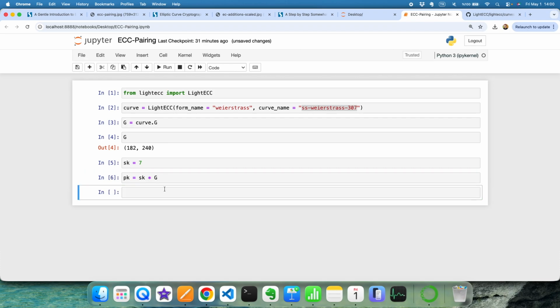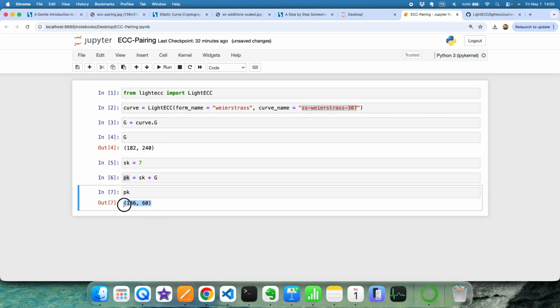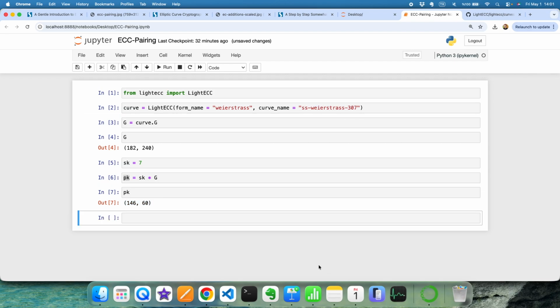And let's see what the public key is. It's another point on my supersingular Weierstrass 307 curve. I want to sign a message, and let's say 17 is the message I want to sign.